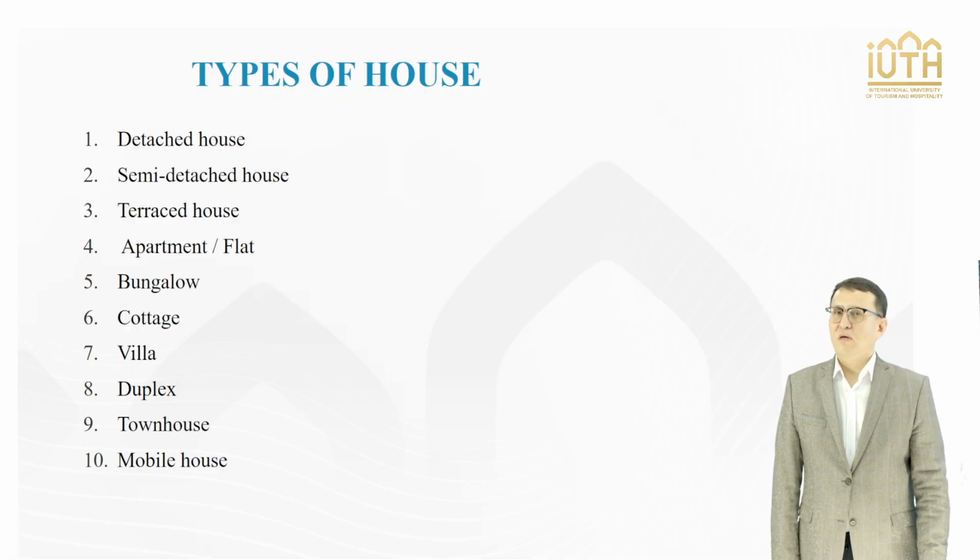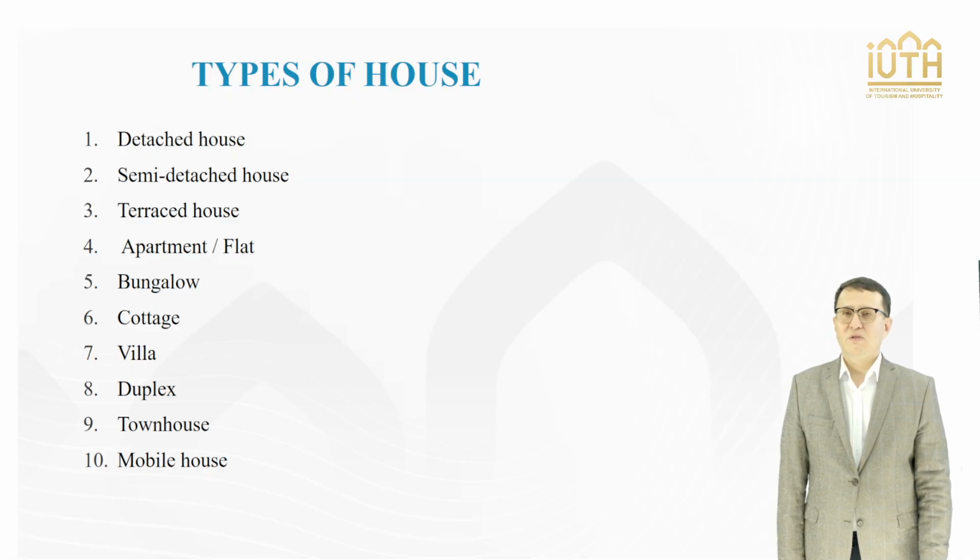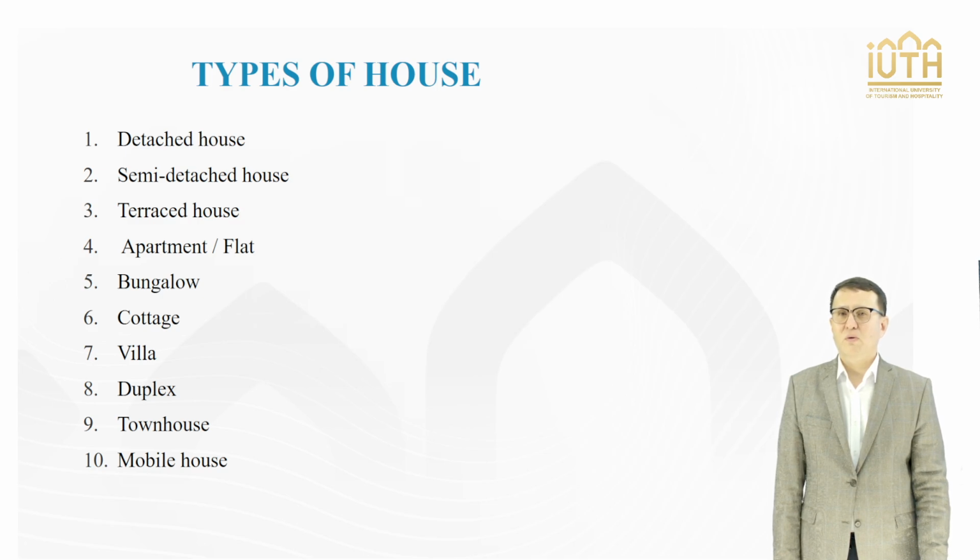So let's study the types of house. Here are common types of house. First, detached house, a standalone building, not connected to any other. Second, semi-detached house, shares one common wall with another house. 3. Terraced house is a part of a row of houses joined side by side.